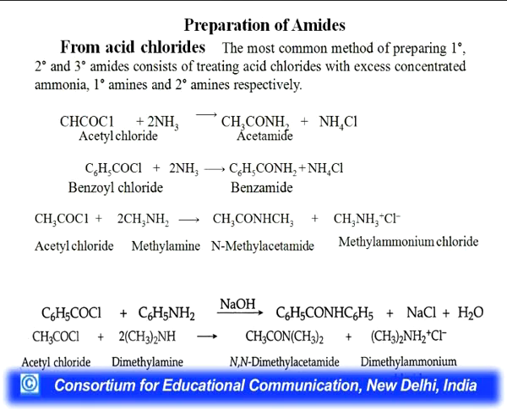We can prepare the amides from acid chloride simply by reacting with ammonia and the derivatives of ammonia.